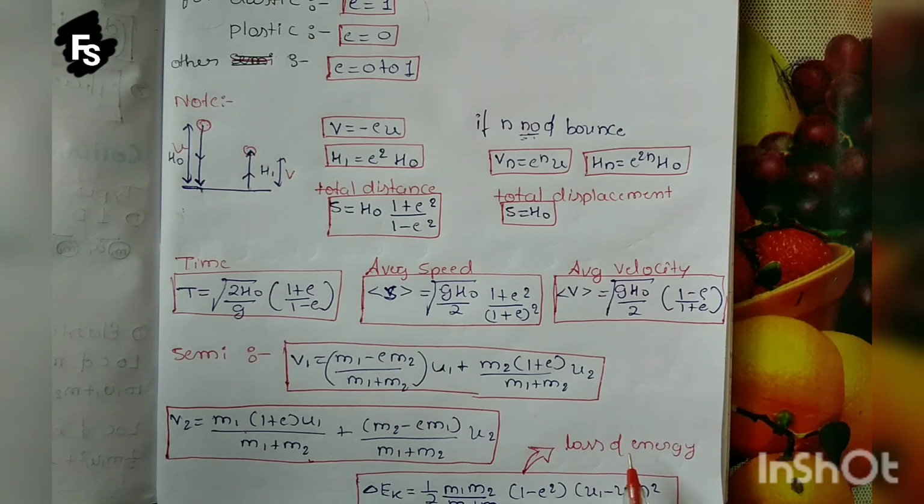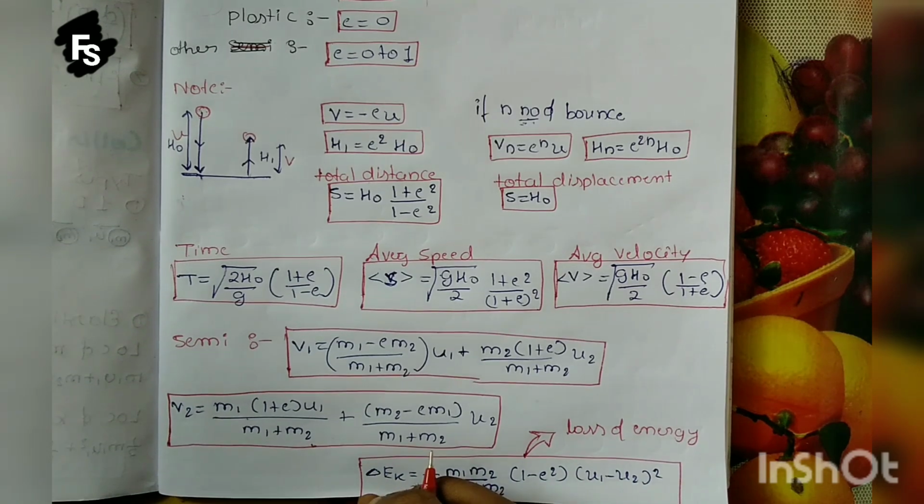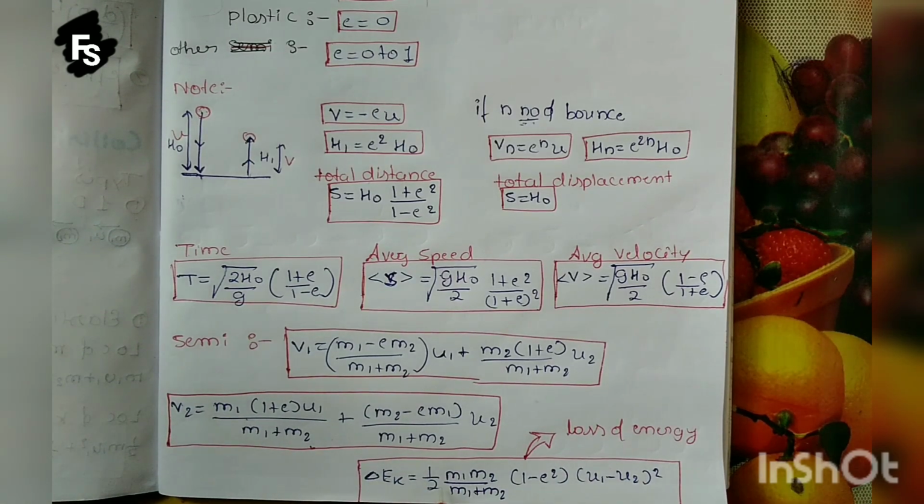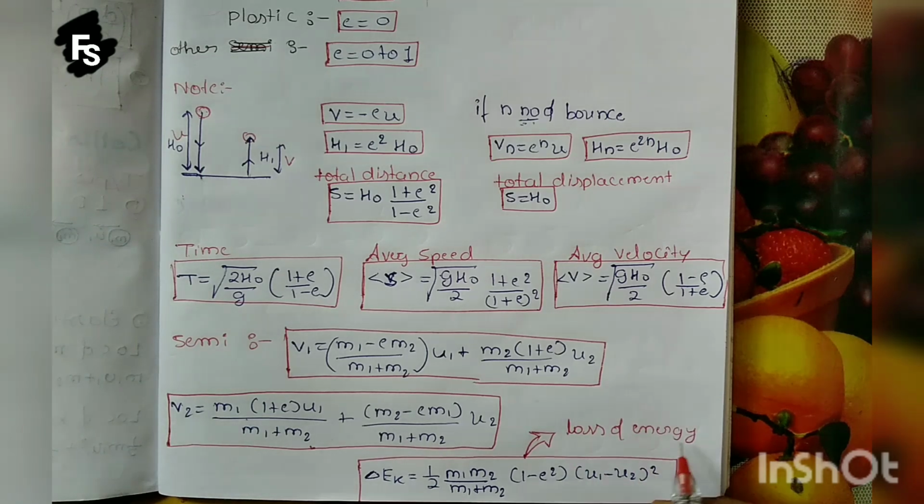Then if you want to find the loss of energy after collision, the loss in kinetic energy is equal to 1 by 2 m1 m2 by (m1 plus m2) into (1 minus e square) into (u1 minus u2) whole square. If it is in the opposite direction, this minus changes to plus.